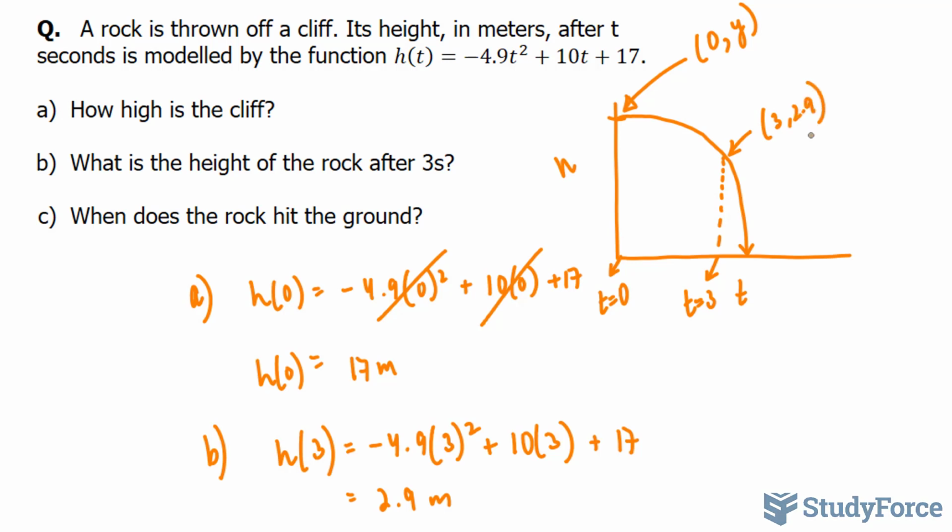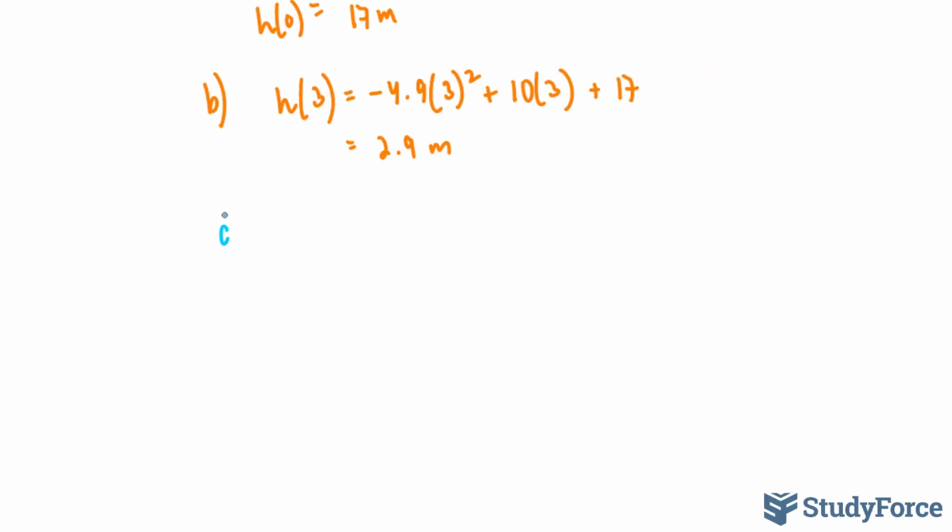Finally, in question C, they ask, when does the rock hit the ground? So this time, they want us to find out what the t value is when h is equal to 0. Now, this is the hardest part of the question, and here's how you would tackle it. The first thing that you would have to do is set the whole equation equal to 0. So for C, we want to find out when h is 0. Negative 4.9t to the power of 2 plus 10t plus 17.